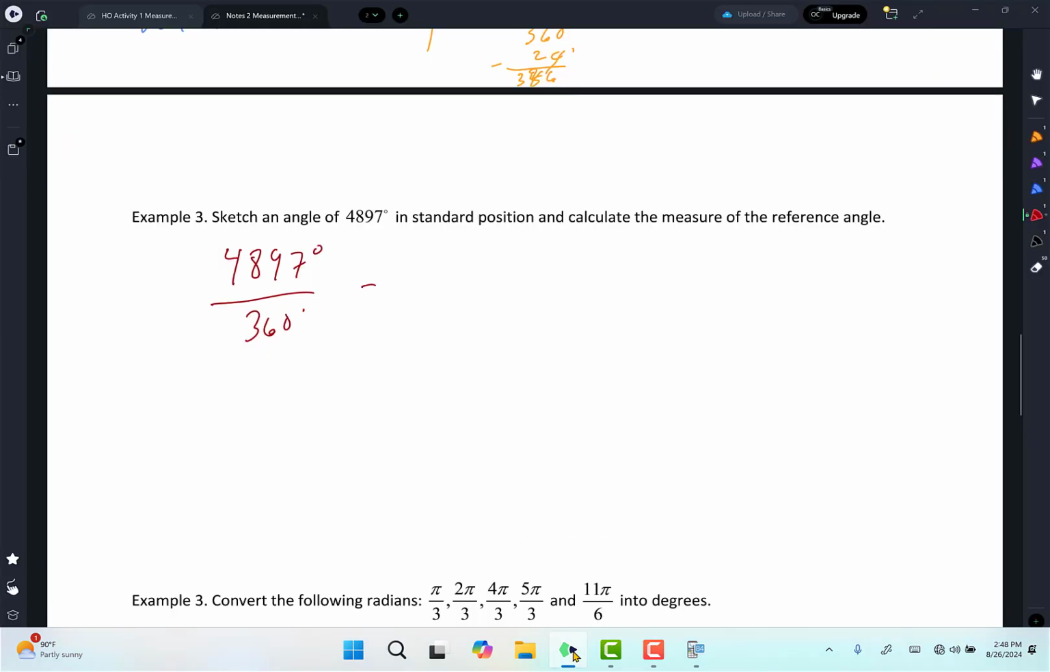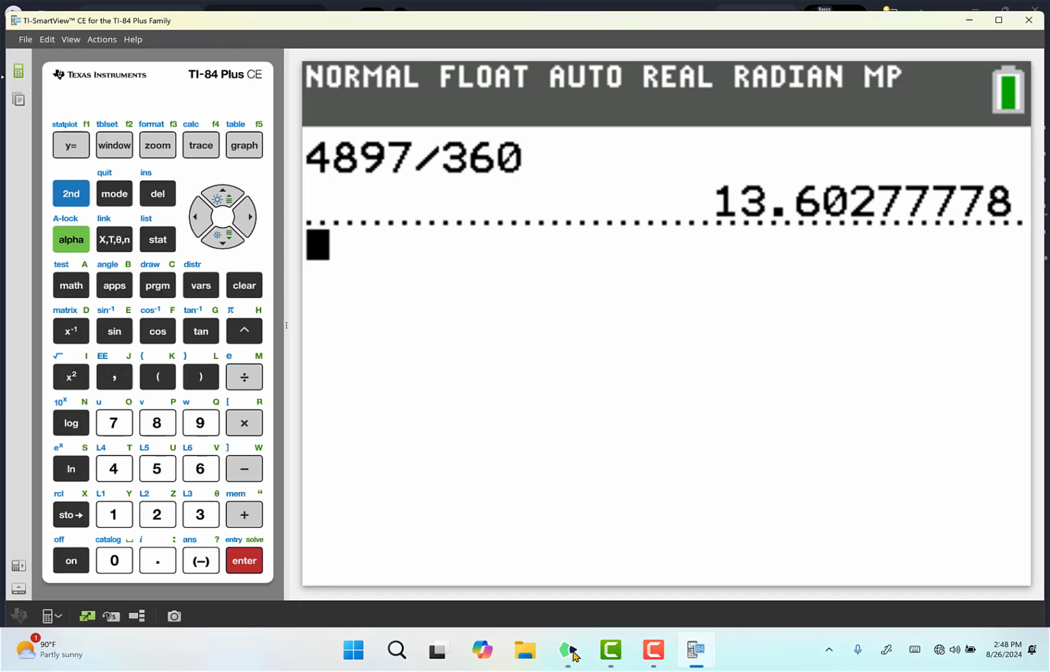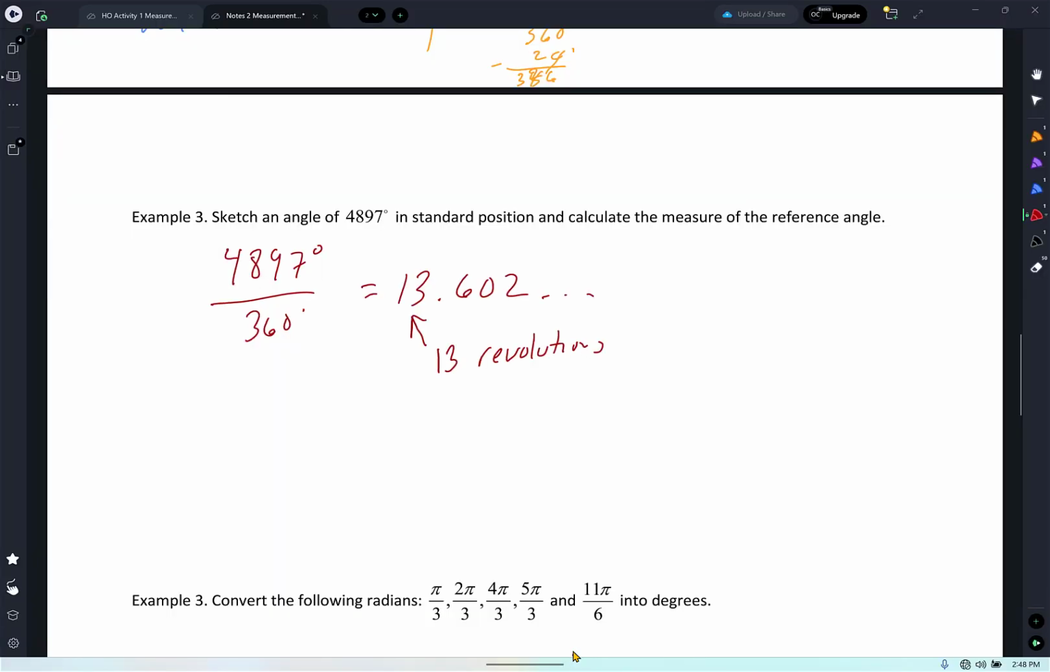Here's what that means. 13.602, it goes on forever. That 13 means it's done 13 revolutions. That 0.602777, it actually goes on forever with the 7s, that 8 is rounded. That 0.6027 is telling you 60.2777% of a revolution. That's what it means, guys.